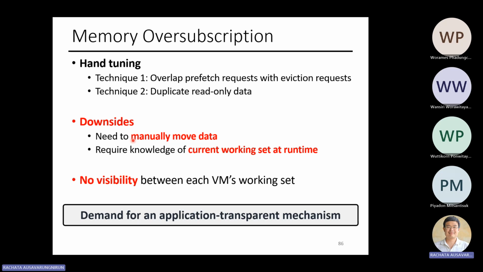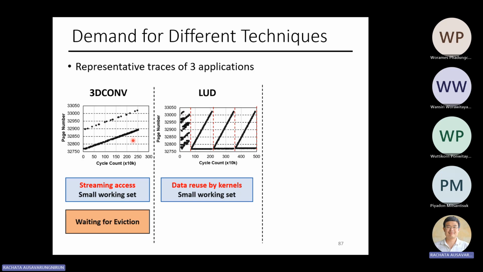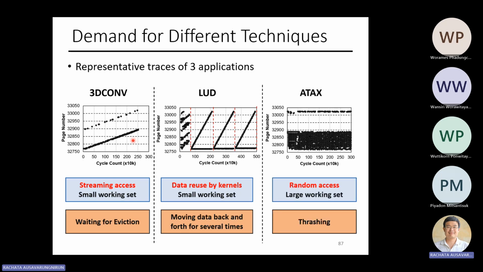So that's the need for demand paging management that is application transparent. I don't want to change my application. This is one of our earlier works on this topic. We look at multiple GPU applications as shown here. I have a simple streaming access in 3D convolution. Basically, it streams through a bunch of addresses, and most of the overhead here is just waiting for eviction. Then you have the application LUD, where you have a bunch of kernels that have a small working set, but they have data sharing.